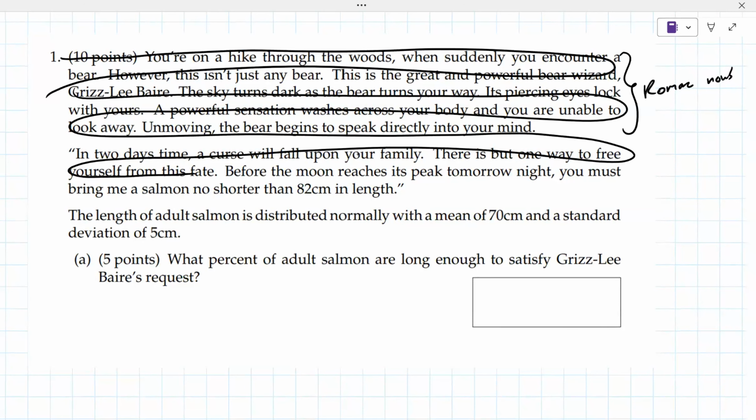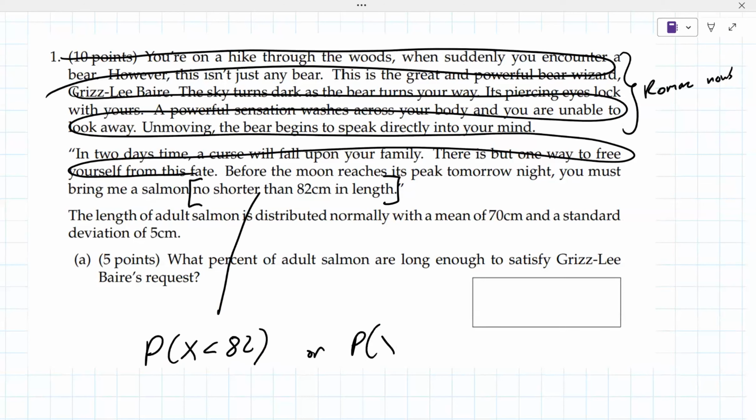So all of this was useless until you get to this part up here about the length of the salmon. Because you're a native English speaker, you have to decide, is it X less than 82? Or is this what they're really asking? And this is maybe the most difficult part of the question. Which is correct? More than 82. And you'd be surprised how many students cannot do that. But that is what is needed.